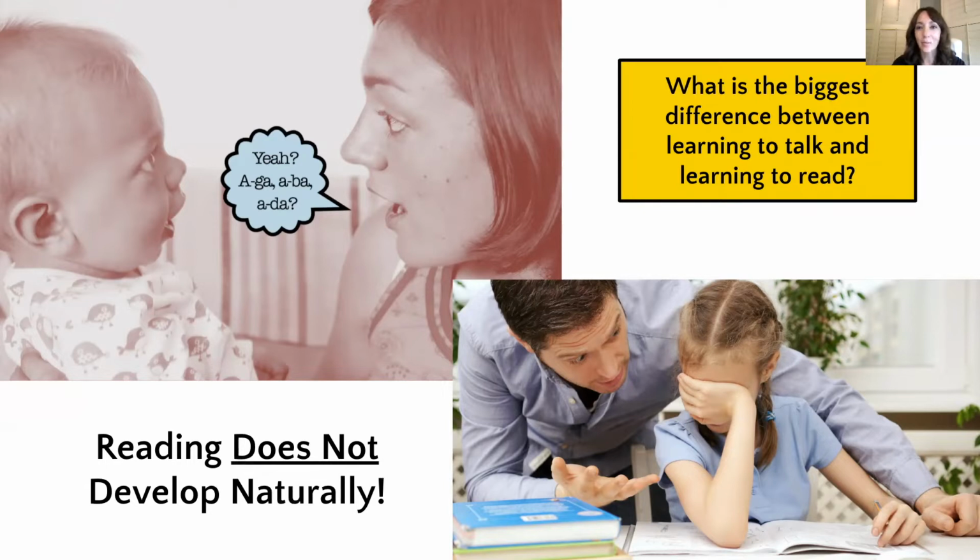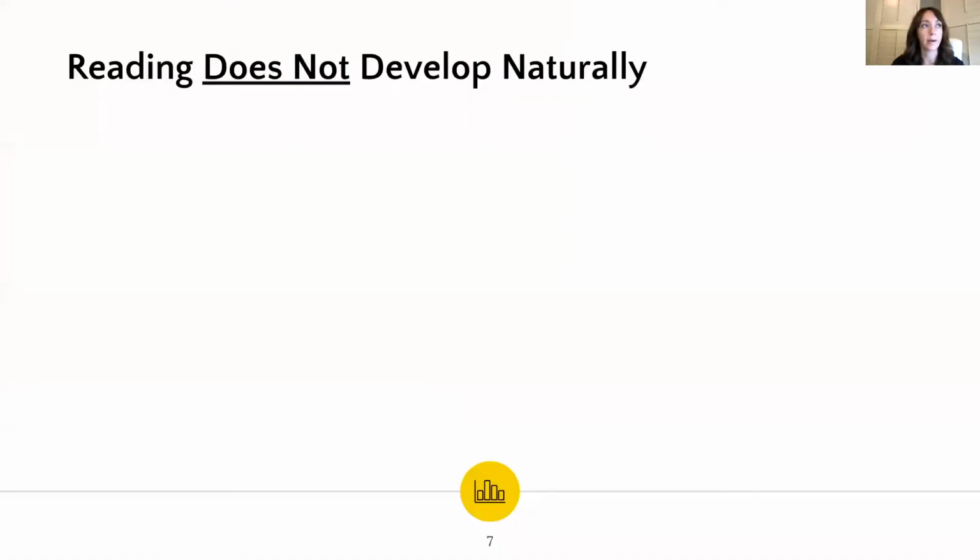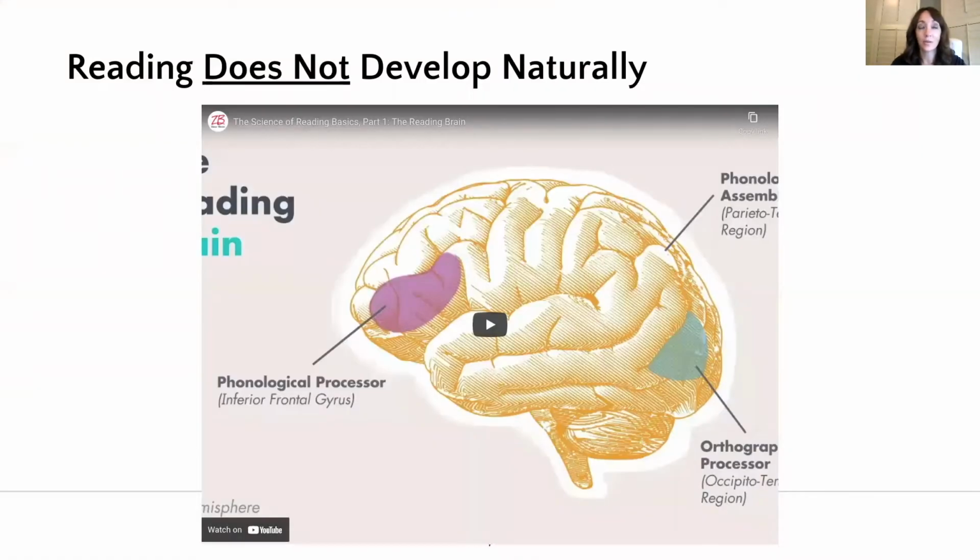We're not excited when our kids struggle with reading because we know they're not going to wake up one day and be readers if they're having a hard time with it. So what does the brain tell us about that? It tells us that reading does not develop naturally, and actually our brains have to be rewired in order to read. So let's go ahead and watch this video.